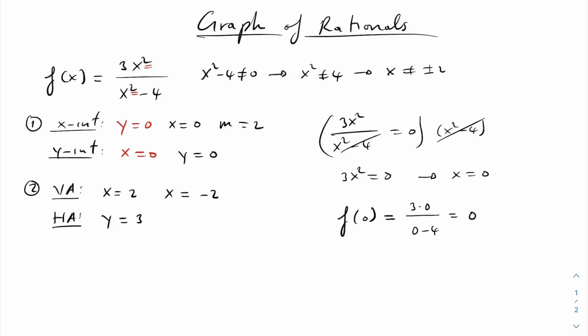If you want to know more about how to find asymptotes for rational functions, I suggest you check out my previous note, note 41, where I talk about that in greater detail.